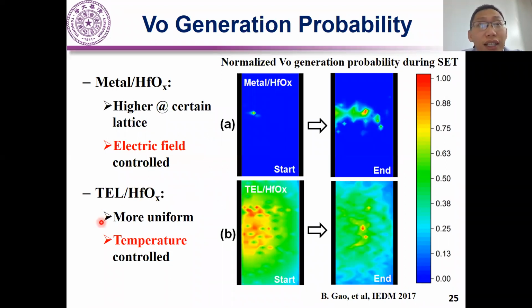While with the TL, the vacancy generation changed to temperature control. So the distribution is more uniform. In this case, the vacancy can be formed at any place with similar probability. So we can see the scattered vacancy distribution.